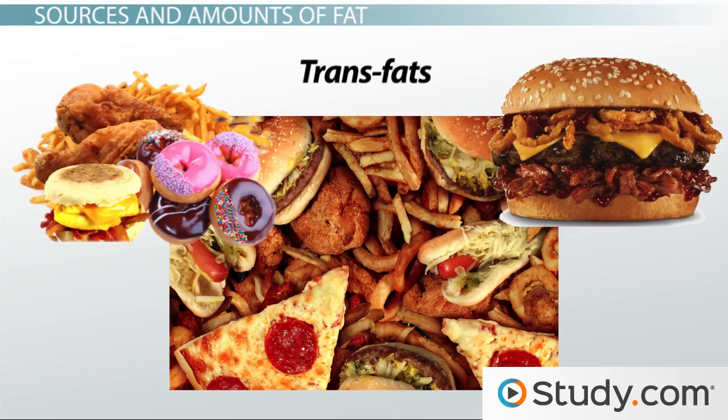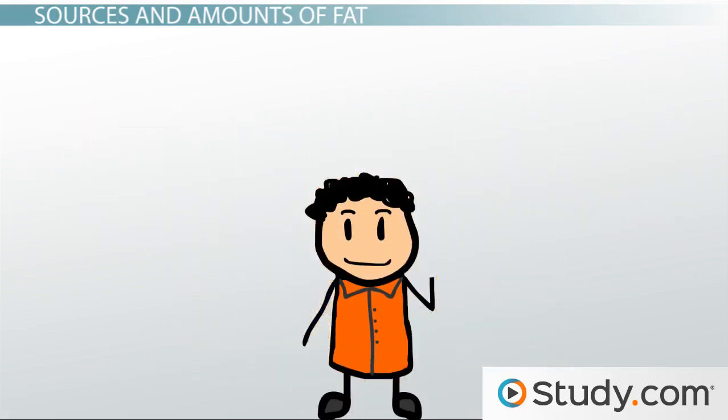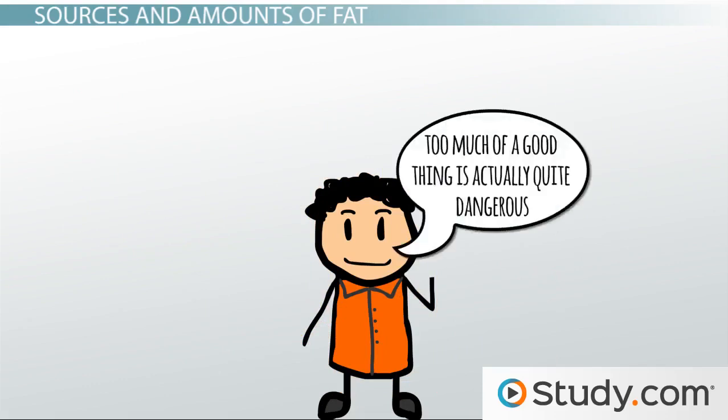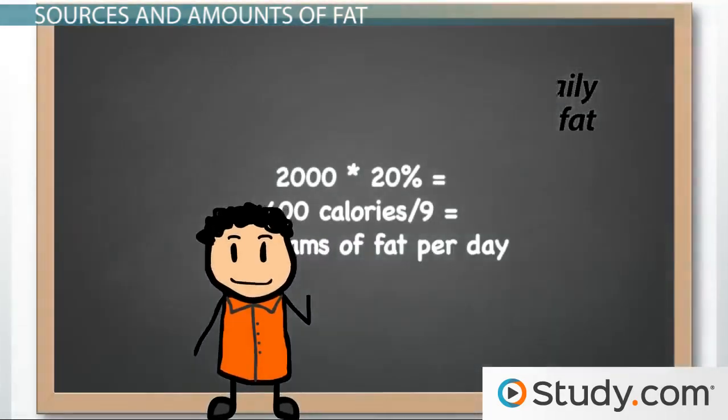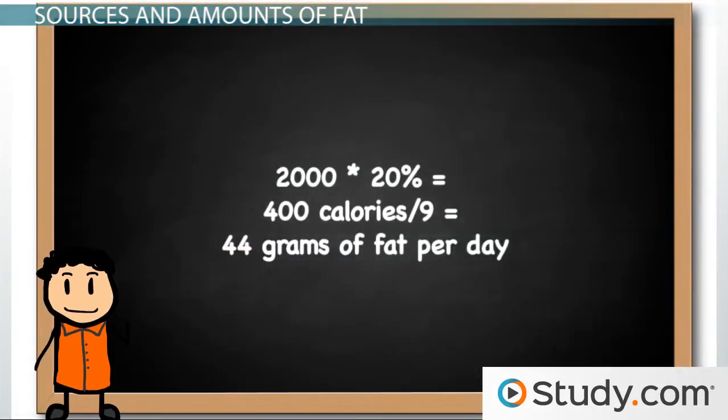While fat provides more energy per unit weight than either carbohydrates or proteins for our body, as you can tell, too much of a good thing is actually quite dangerous, especially if it's coming from fast food. Therefore, no more than 20 to 35% of daily caloric intake should come from fat. This means that on a 2,000 calorie diet, no more than 400 calories should come from fat if we're using the 20% as our rule.